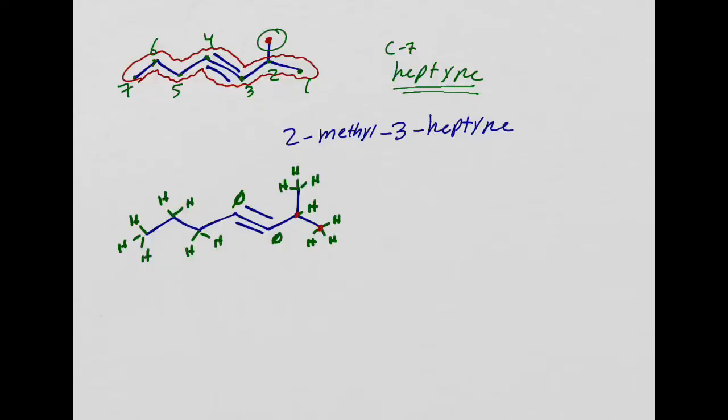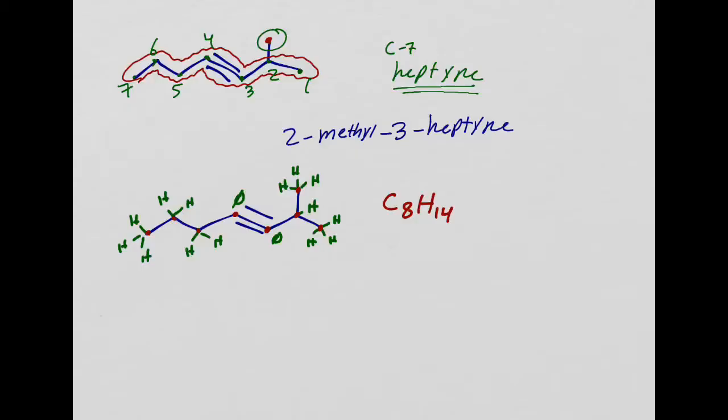1, 2, 3, 4, 5, 6, 7, 8. So I have 8 carbon. And then how many hydrogen? Let's count. 1, 2, 3, 4, 5, 6, 7, 8, 9, 10, 11, 12, 13, 14. And 14 hydrogen. What just happened?